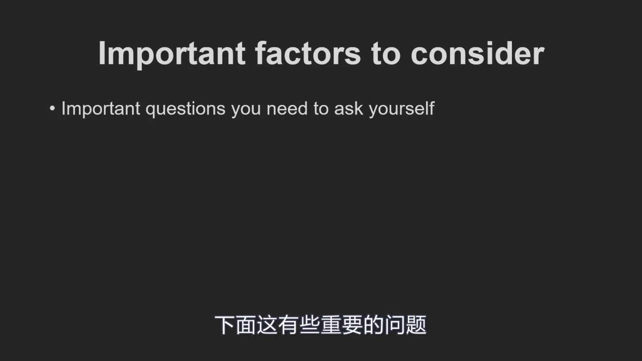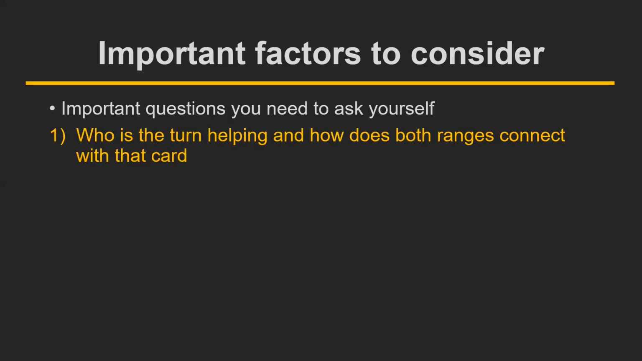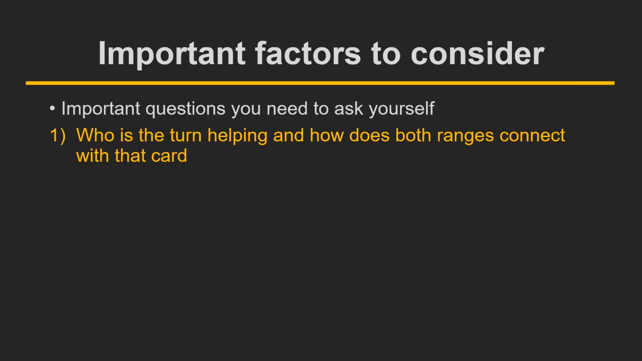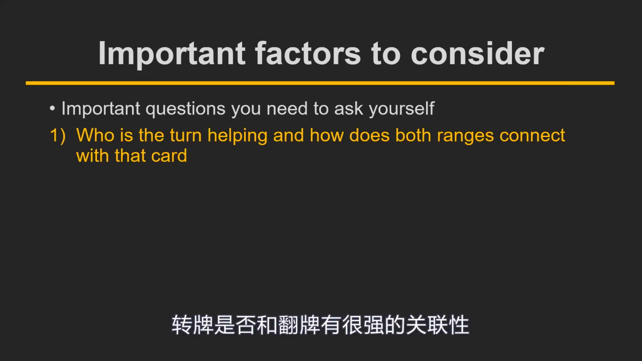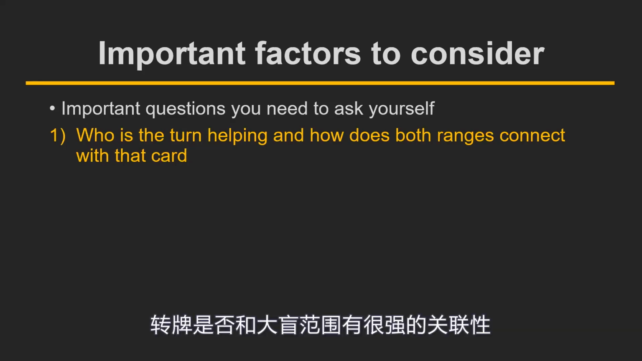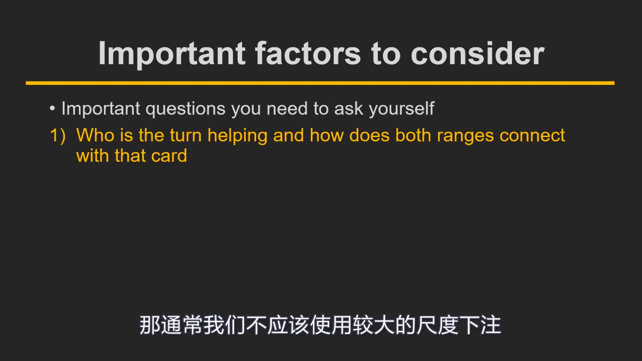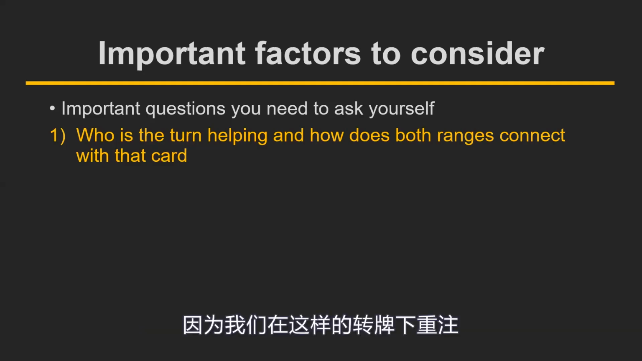There are a couple of important questions that you need to ask yourself once you have a turn decision to make. The first one is, who is the turn helping, and how do both ranges connect with that card? Whenever the turn card really connects with the board and really connects with big blind's range, usually it's not a spot where we want to use really big sizings.